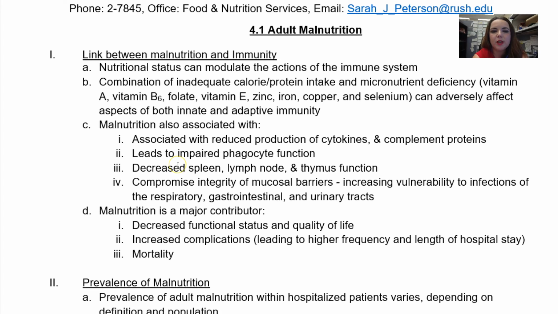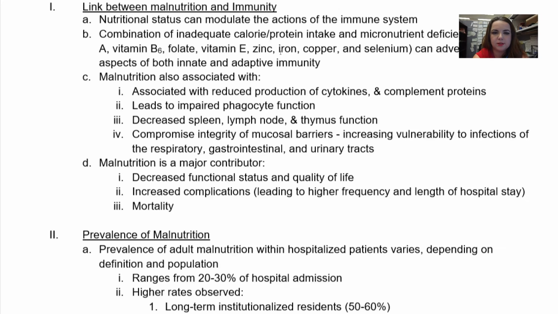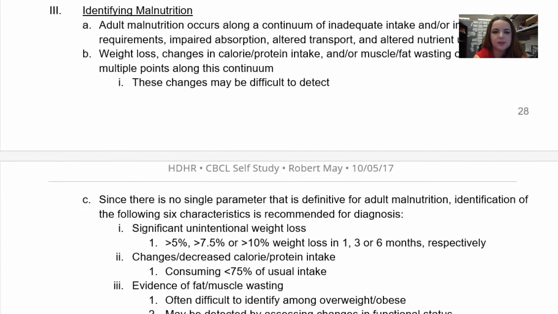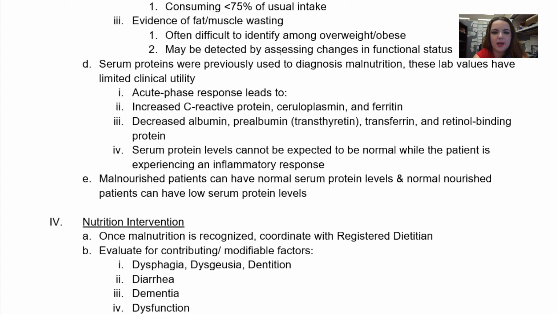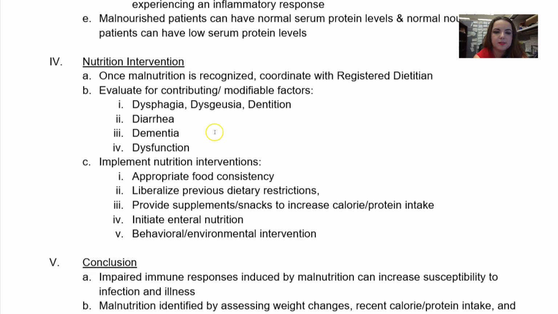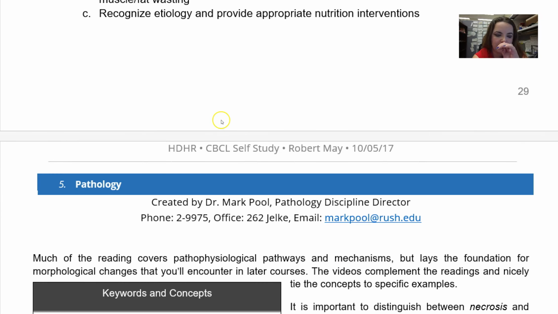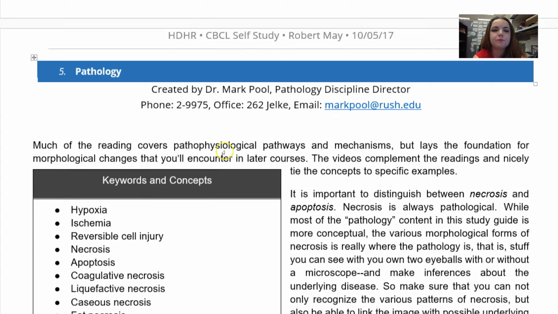Okay, moving on to nutrition. Dr. Peterson has created a self-study here about adult malnutrition. So go through this, what you might see as the role between nutrition and the immune response and the type of nutrients that could be lacking in a patient like Robert May.